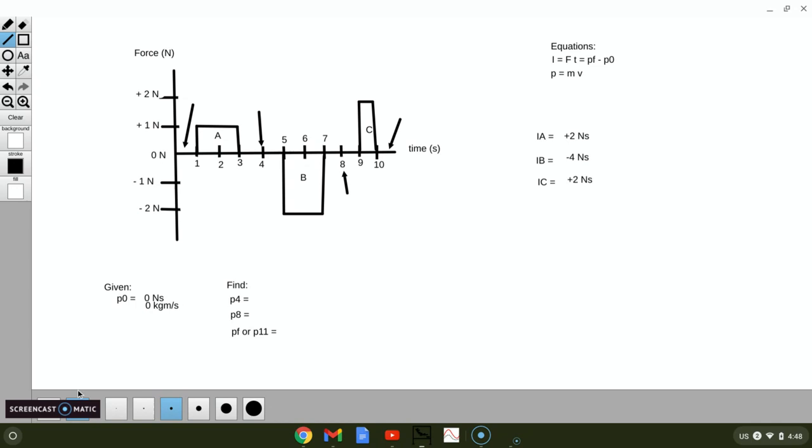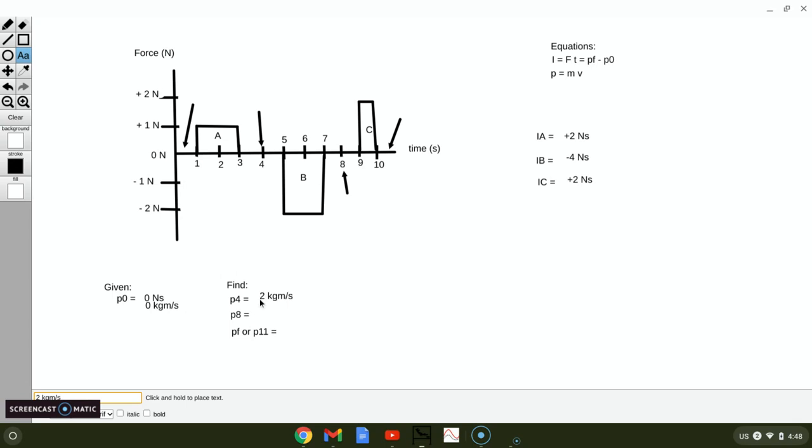All right. So at 4 seconds, the momentum would be 2 kilogram meters per second, or 2 Newton seconds. Because the initial momentum was 0, it underwent a change of positive 2, and so now its momentum is positive 2. Now, at 4, it's positive 2. We've already undergone the change of A, so we don't need to worry about A anymore.